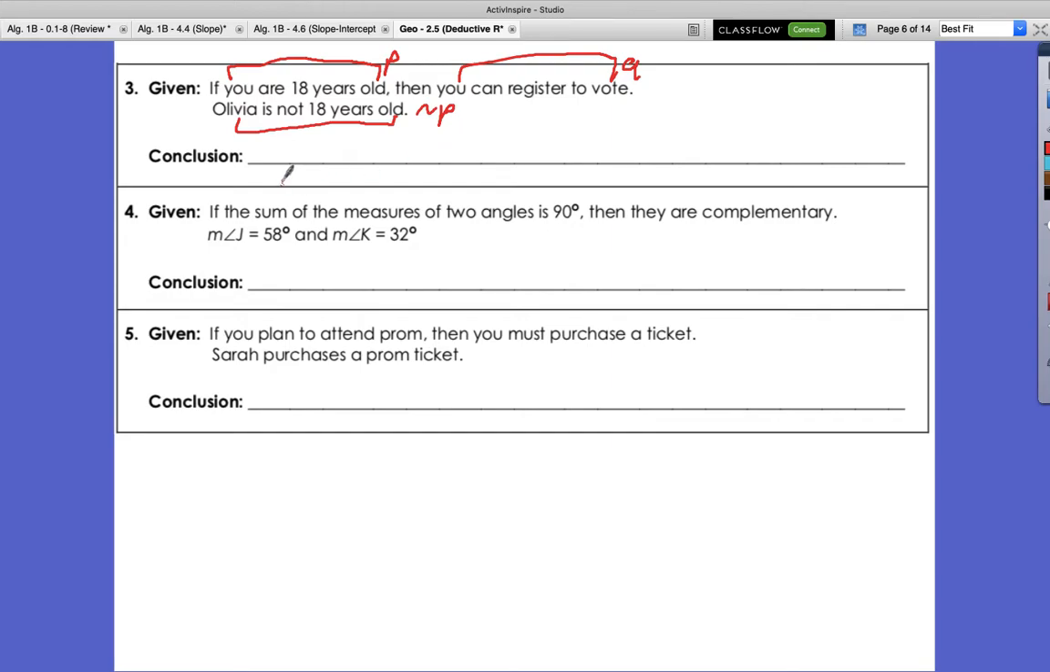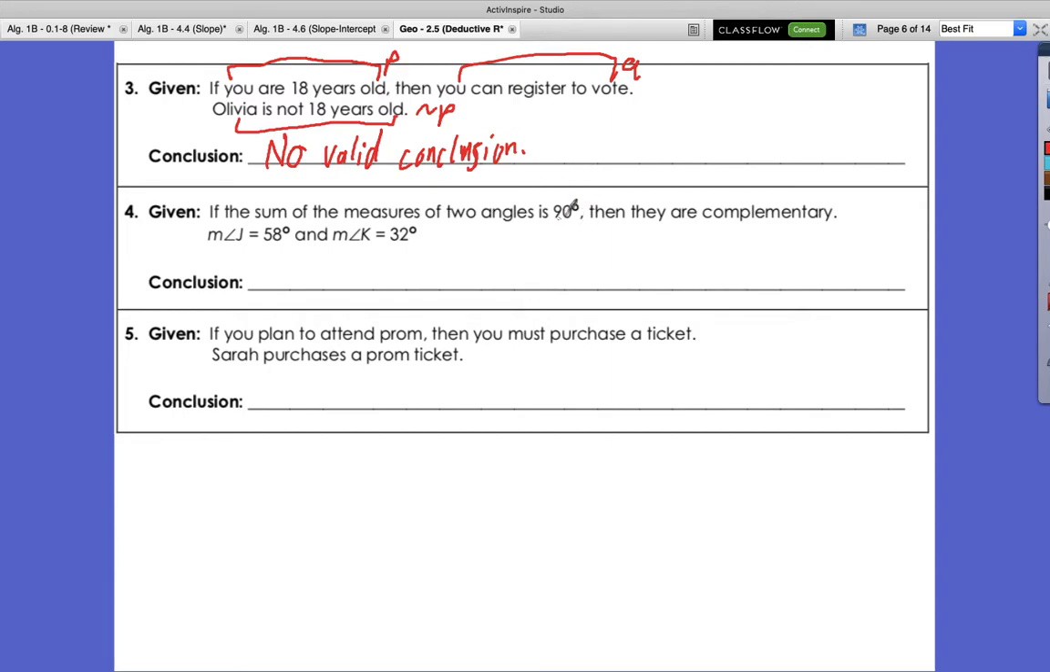Now anytime we have anything other than a restatement of the hypothesis, it is going to be no valid conclusion. We can't say that Olivia can't register to vote. Just because she's not 18 doesn't mean she can't register to vote. So there's no valid conclusion. Olivia could be 19. She could be 20 or 21 or anything older than 18. That's kind of like the Preston playing baseball. Just because there's not lightning, there could be a giant windstorm or aliens or you name it.